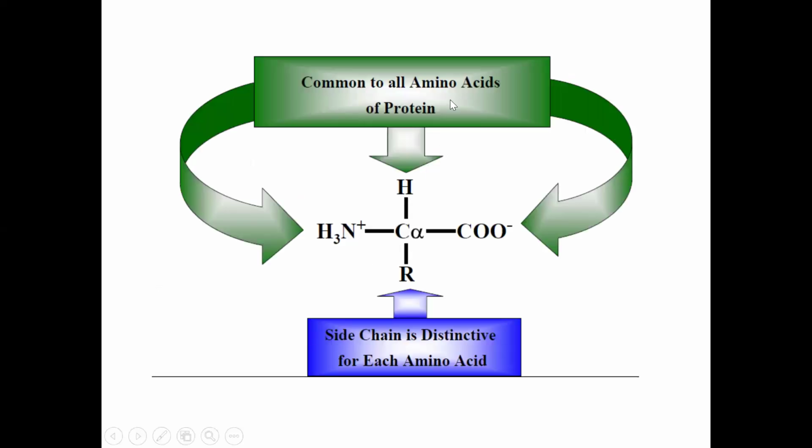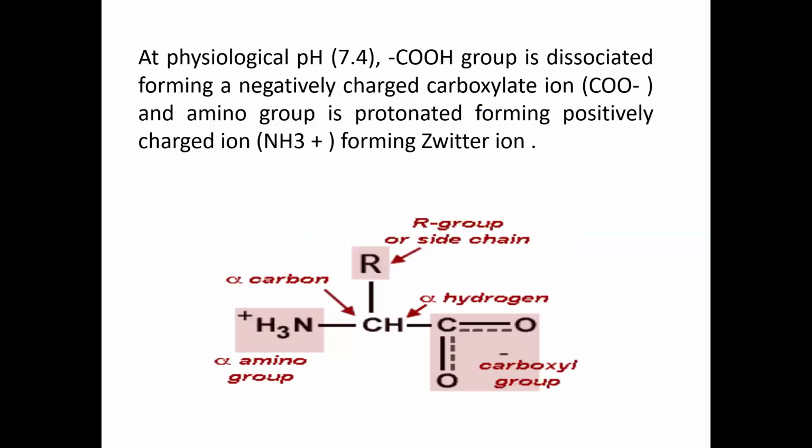This is common to all the amino acids found in proteins. They have a carbon which is bonded to hydrogen, to a carboxylic acid functional group, and to an amino group. It is the R side chain that differs between one amino acid and another. For each of the 20 amino acids, the side chain is different.